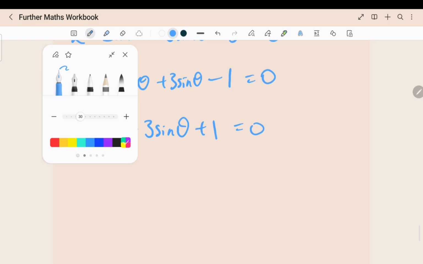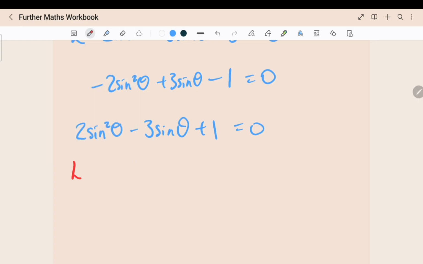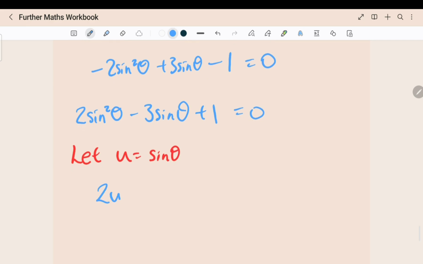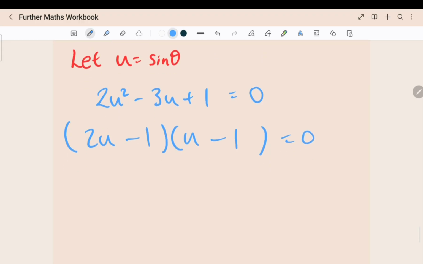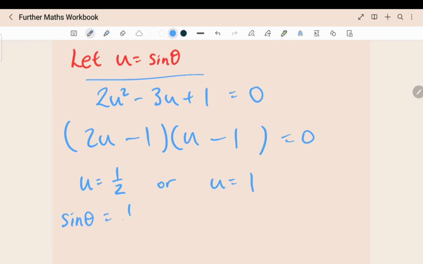And then finally, we need to spot that this is actually a secret quadratic. So if I say let u equals sine theta, then I can say this is 2u squared, because sine squared is u squared in this case, minus 3u plus 1 equals 0. And now I'm going to hope that this factorizes into 2u and then u. So I think if I do minus 1, it works. That equals 0. So I get u equals a half, or u equals 1. But what is u? u is also equal to sine theta. So sine theta equals a half, or sine theta equals 1.